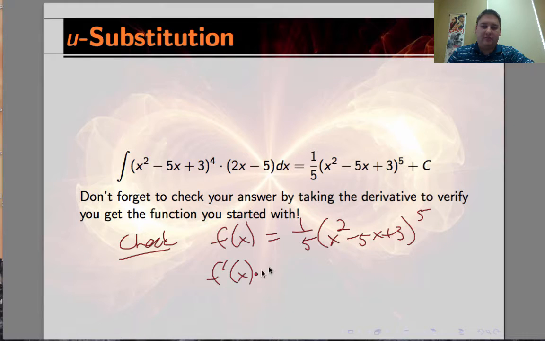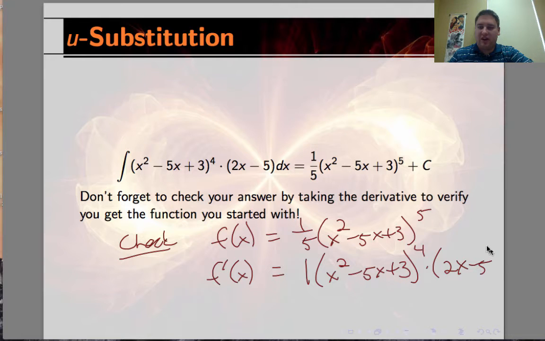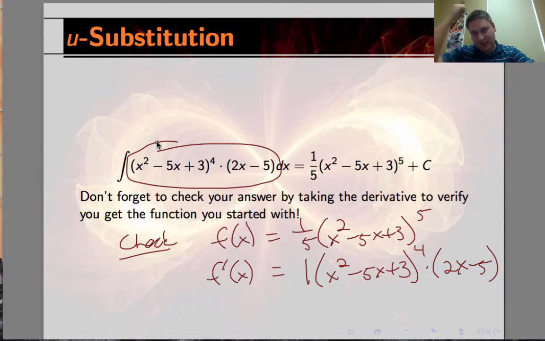What is the derivative? Well, we have to use the chain rule, right? Our outermost function is 1/5 times something to the fifth power, so we can take the derivative of that using the power rule for derivatives. You would get 5 times 1/5, which is 1, and then x squared minus 5x plus 3 goes down one power, so it becomes x squared minus 5x plus 3 to the fourth power. But then you have to remember to use the chain rule and multiply by the derivative of the inside function, which is 2x minus 5. And I believe that's exactly what we started with, folks. Nailed it. Fantastic.